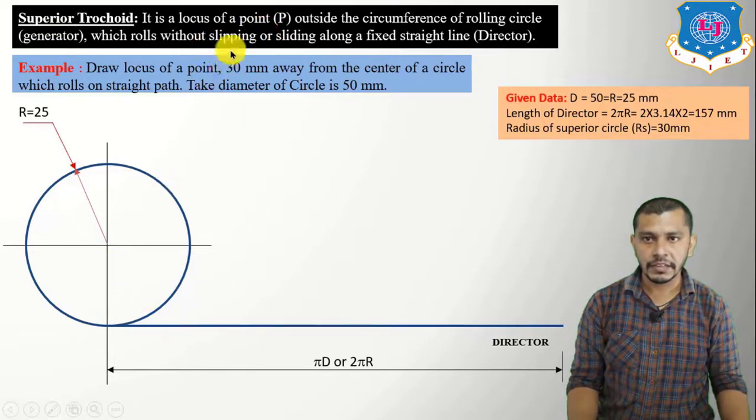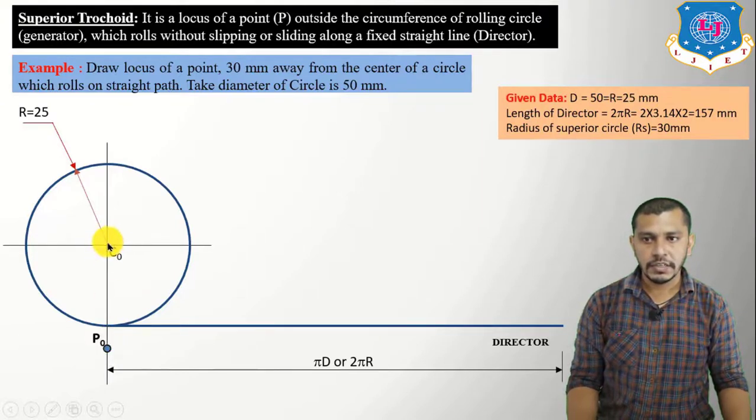we have to mark this point which is 30 mm away from the center C0 of the rolling circle, and which is outside the rolling circle. So we will get the superior trochoid because the point is outside the rolling circle.